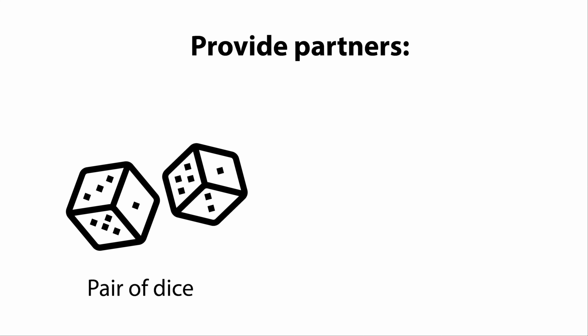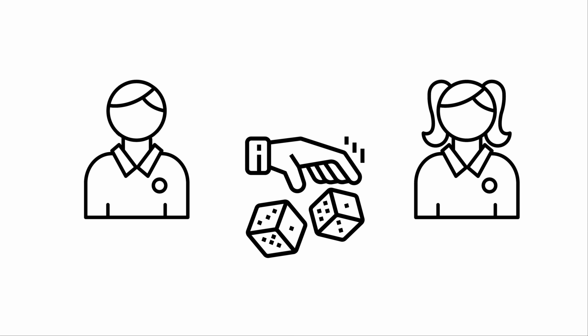Provide partners with a pair of dice and a roll the dice line plot sheet. Partners play the game by rolling 2 dice. Partners discuss the following questions. How many dots are on the dice altogether? How do we know?